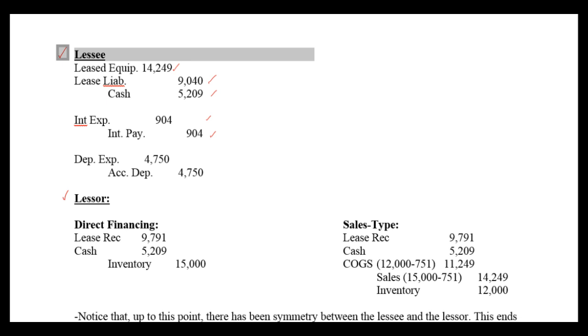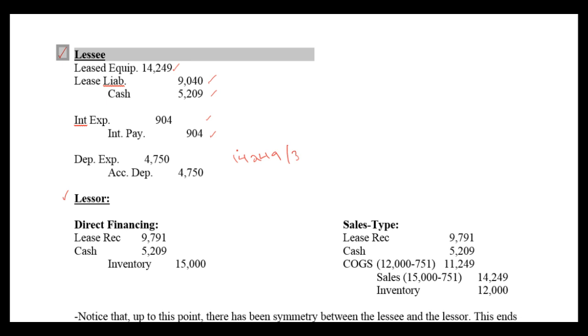Remember, it's a present value of an annuity due, and payments are made at the beginning. And then they proceed on to their depreciation calculation. The depreciation is calculated to be $14,249 divided by 3, equaling $47.50 per year with a little bit of an adjustment for rounding.